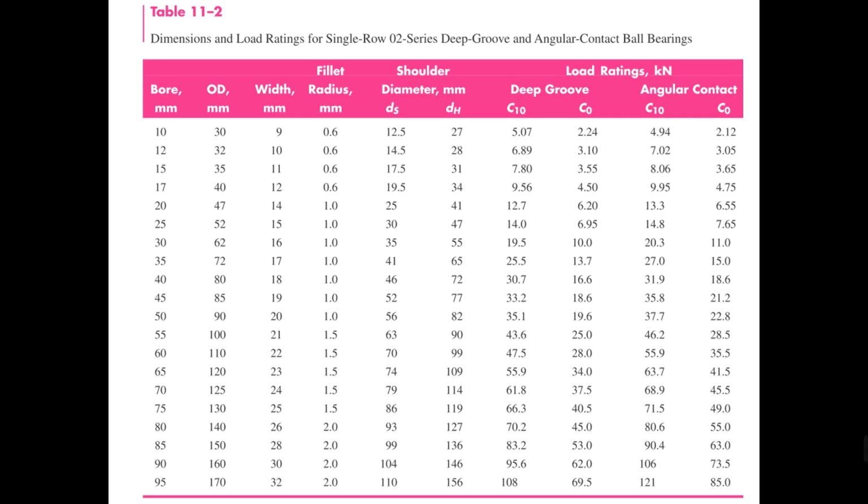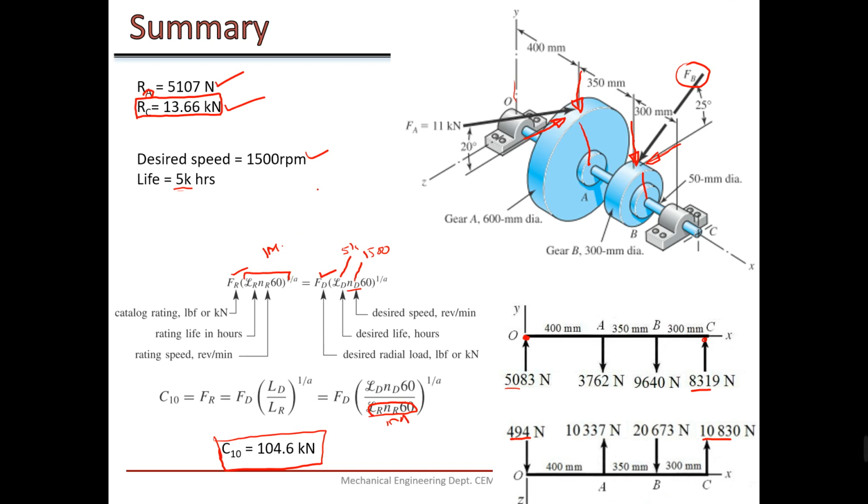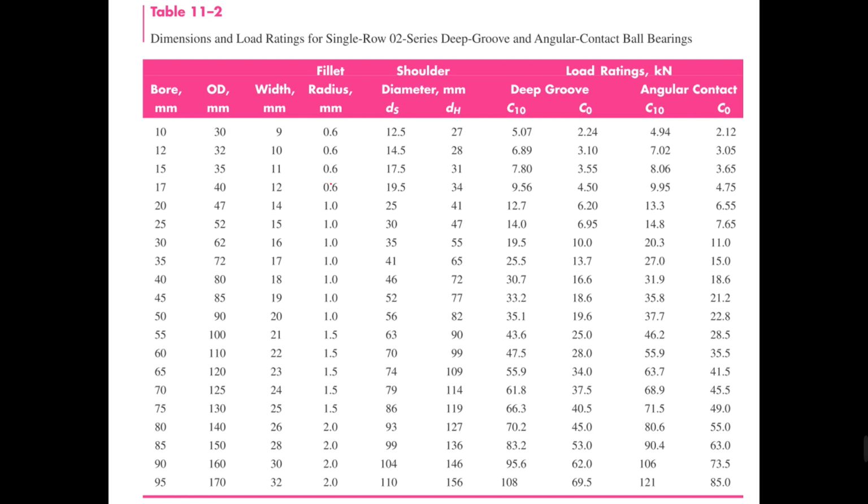If you come to this table, all the values are assumed. They are not real values. I have assumed 1500 RPM and 5000 hours. So if you come to this table, it is our choice. We need to select a deep groove or angular contact bearing. At this point, as you don't have any constraints, you can select any bearing. The load was 104.6. Search here for 104.6. This is the first bearing which can support this load, or in this case we have 106. Either this or this.